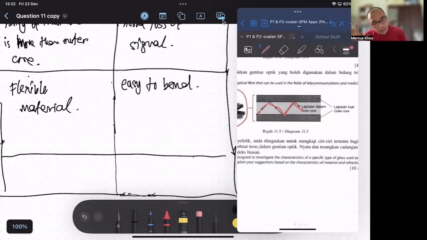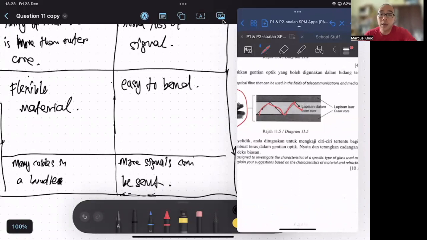Finally, and I think this is a very important aspect of fiber optics, you have many cables in a bundle. You don't just have one piece of cable. You have many cables and you bundle them all together, so more signals can be sent. This is usually for telecommunication. You want high-speed internet, so you need more signals to be sent so that your internet can be faster. You can watch this video much more easily.